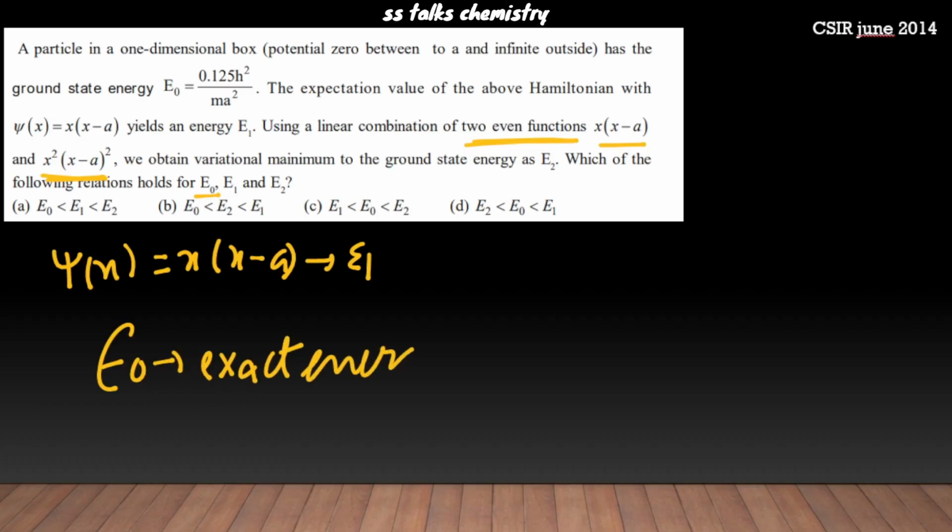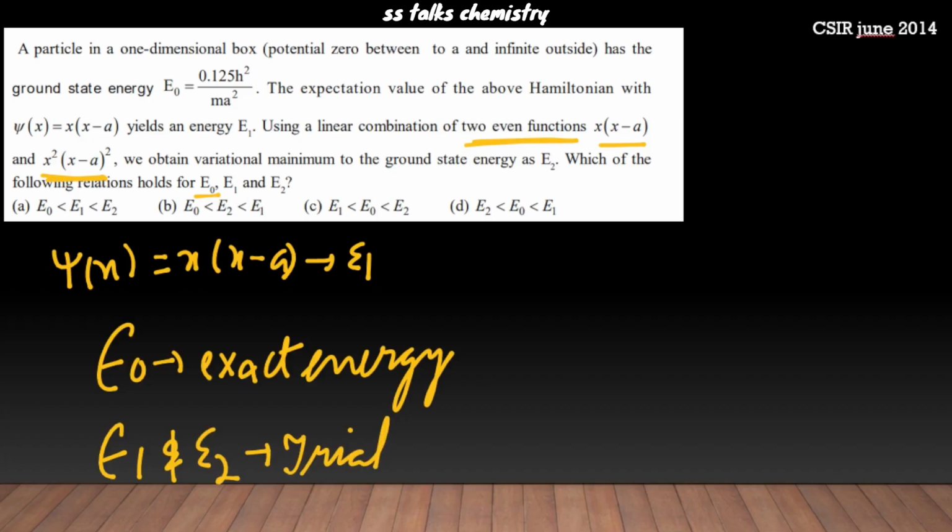This is your exact energy. Now E1 and E2 are the trial wave function energies. The trial wave function energies are always greater than the exact energy, right? So that implies E0 is going to be the least one. Now out of E1 and E2, the one which has more variational parameters, its energy is going to lie closer to the exact value.